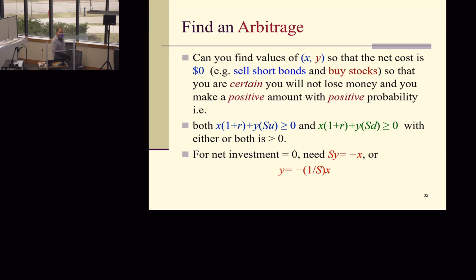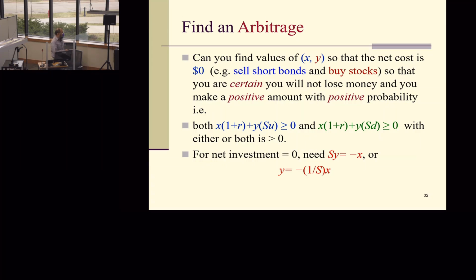Both x times (1 plus r), which is the interest-bearing part of your bond, and y times SU or y times SD, we want them both to be positive or non-negative. So the worst I can do is equal to 0. However, I want to do better. Make sense? This is what we usually hope for.